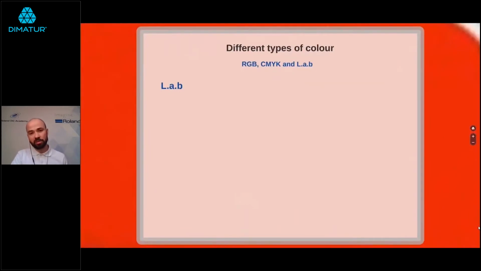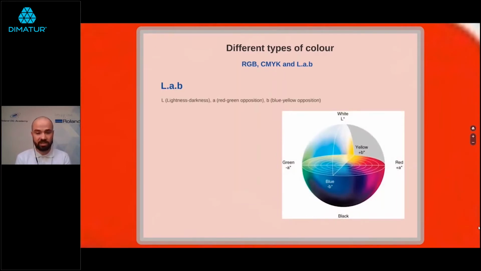The final color mode that we're talking about is LAB. If we see this sphere on the right hand side, this is a visual showing the LAB color mode. In the LAB color mode, we've got 3 channels or 3 axes. We've got the lightness to darkness channel, which is the L channel. The A channel, we've got the red to green opposition. And in the B channel, we've got the blue to yellow opposition. Within this sphere of color that you can see, in theory, we have every single color theoretically possible. So within that sphere in a digital space, we have all of the colors that are available.